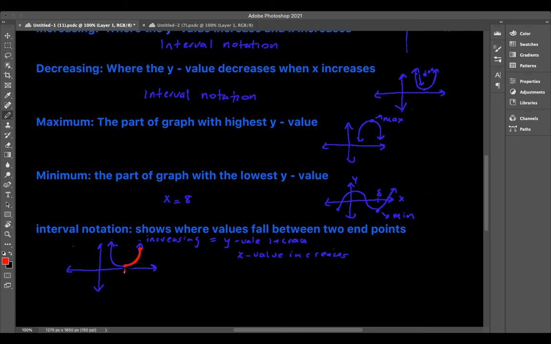So let me say if this is 4, maybe at this point is like, I don't know, that's like 6, okay? So basically, the rule is for interval notation, show where the values fall between the two endpoints. So the endpoint right here is 4, and the other endpoint is 6. So we have to show it using interval notation. The old way we used to do it is, okay, we know it's between 4 and 6. We can say x is greater than or equal to 4, and then the other one, we could say x is less than or equal to 6, because it was between 4 and 6.